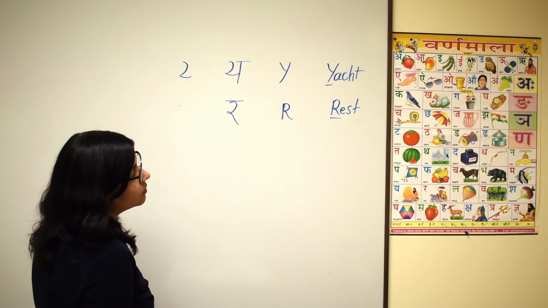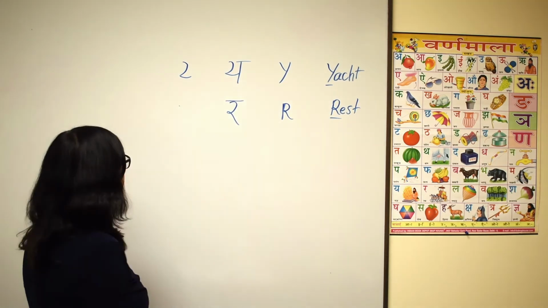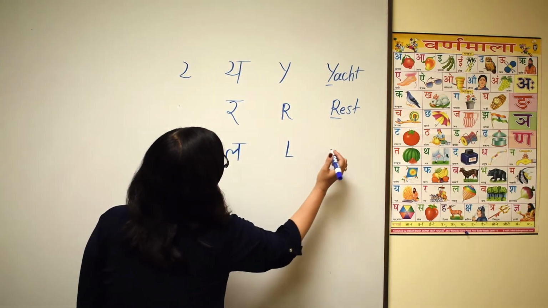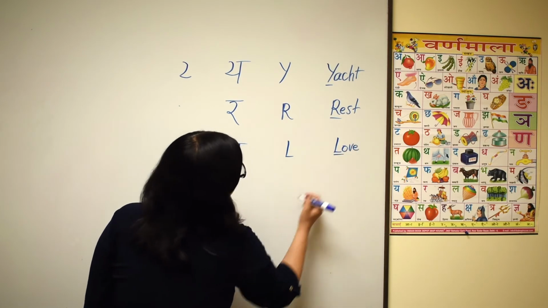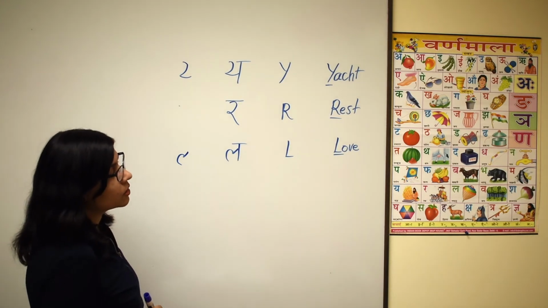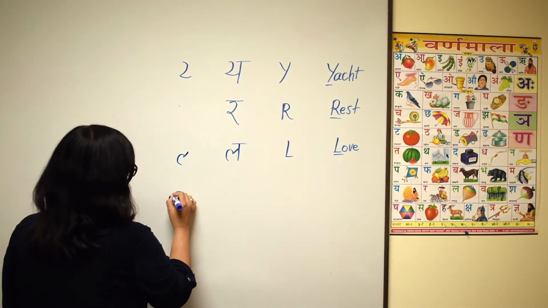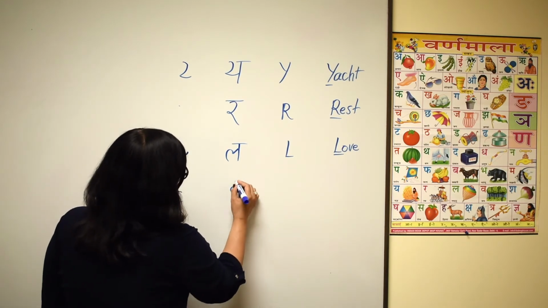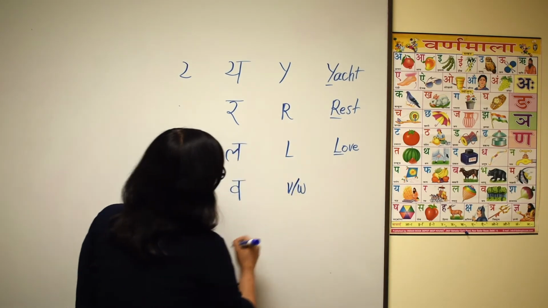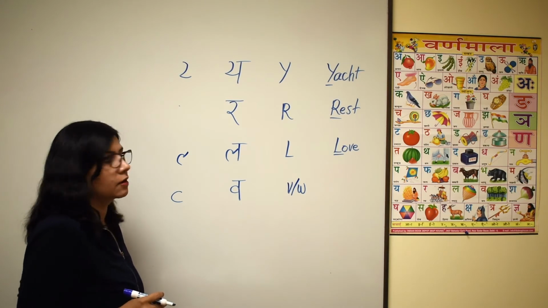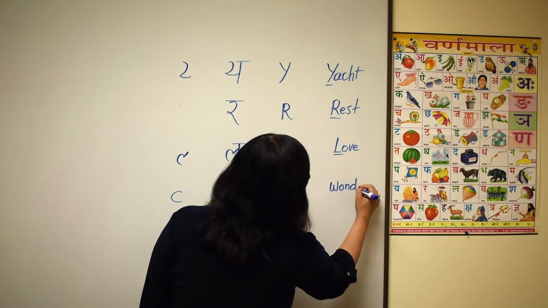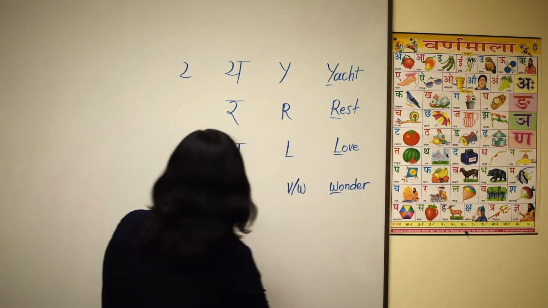Okay. The one after that is L. So that's basically our L. Okay. L as in love. Okay. The one after that, the last semi-vowel is V. Okay, and that's like this. And that's our V and W, okay, because Hindi doesn't distinguish between V and W. Okay, so can say wonder, okay, V.